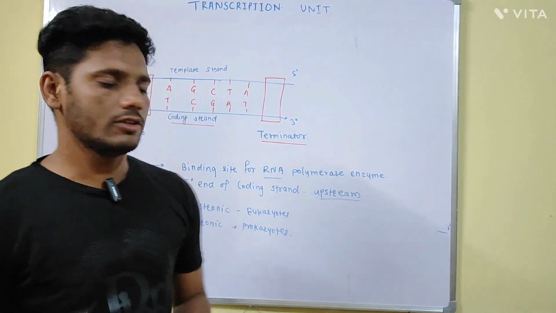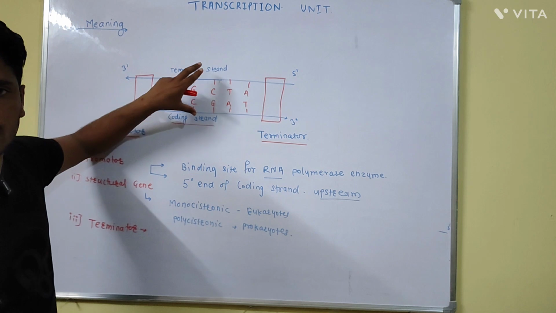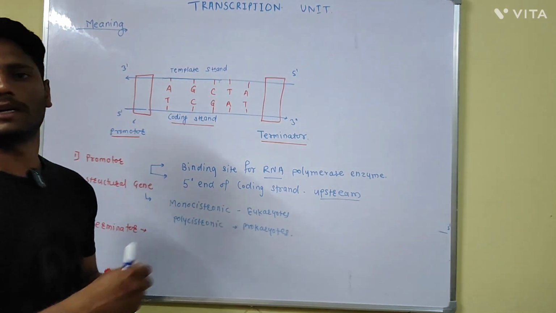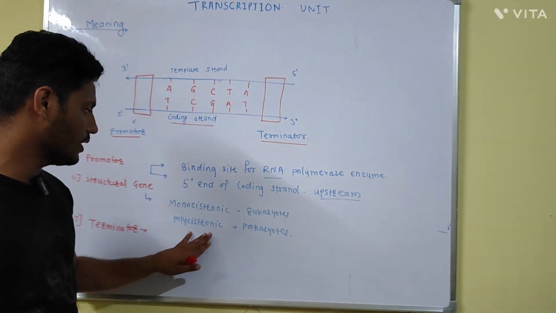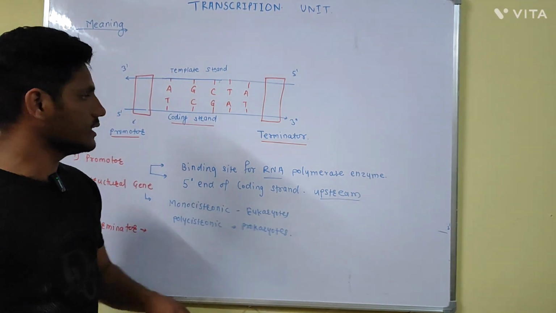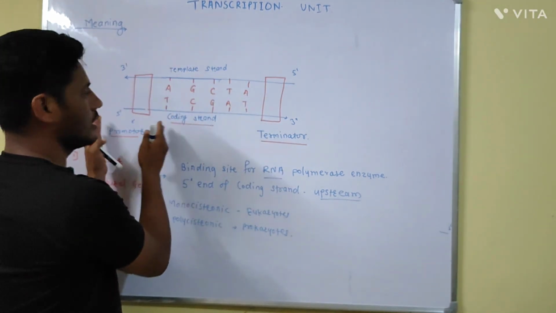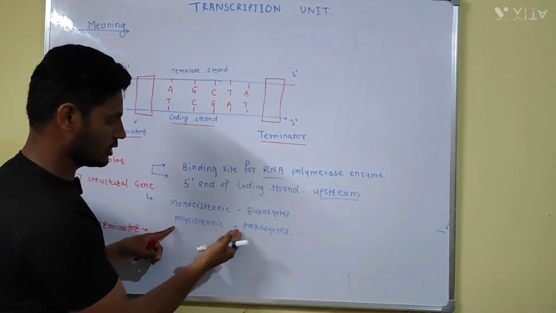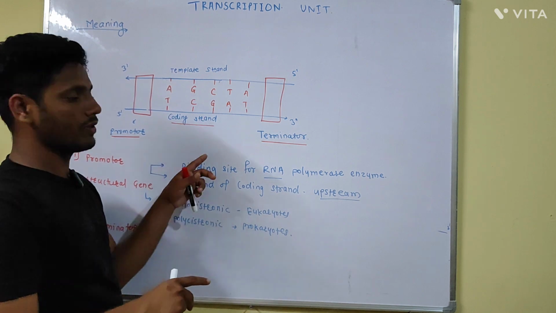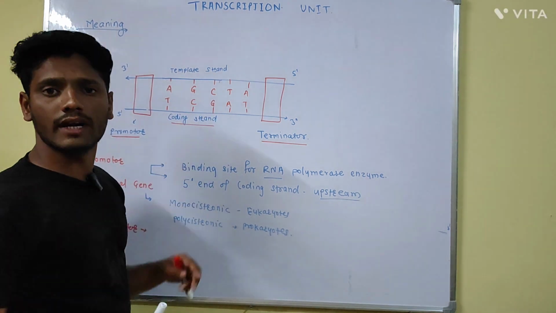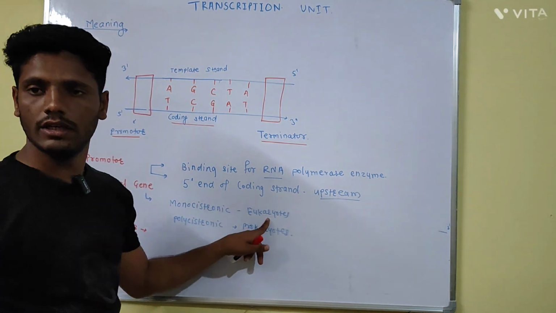Now the structural gene or structural genes. The structural gene is that part of the DNA which actually gets transcribed. It is monocistronic in the eukaryotes, while it is polycistronic in the prokaryotes. It means in case of the prokaryotes, many genes are present between the promoter region and the terminator region. That's why it is polycistronic in the prokaryotes. While in case of the eukaryotes, the structural gene will code for only one type of RNA and for only one type of protein. That's why it is monocistronic in the eukaryotes.